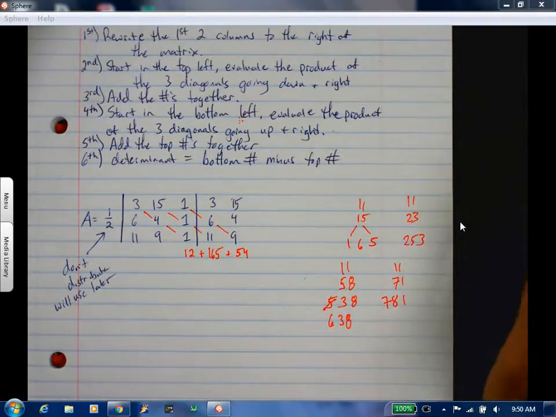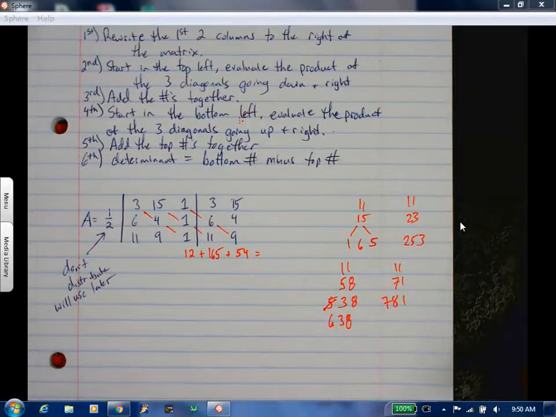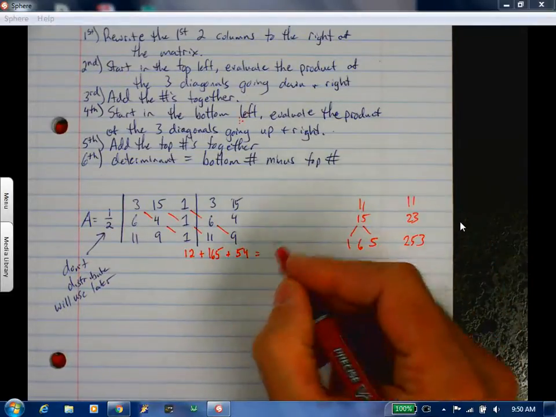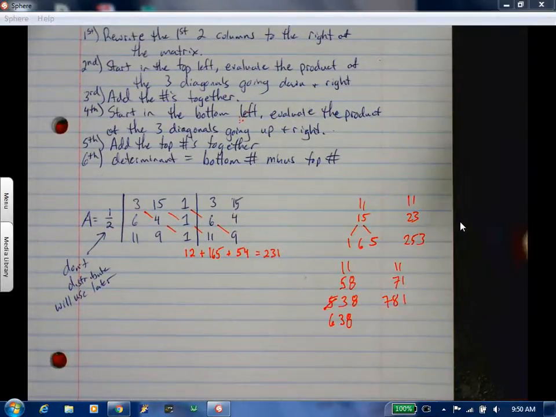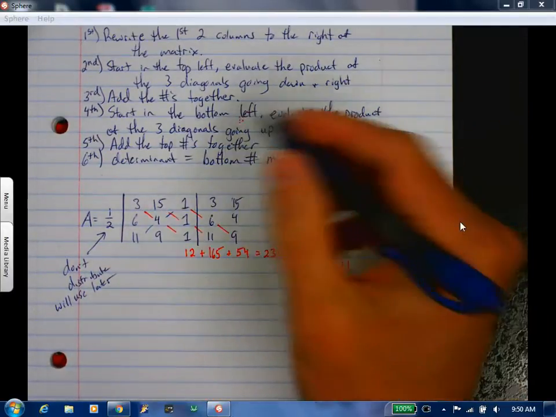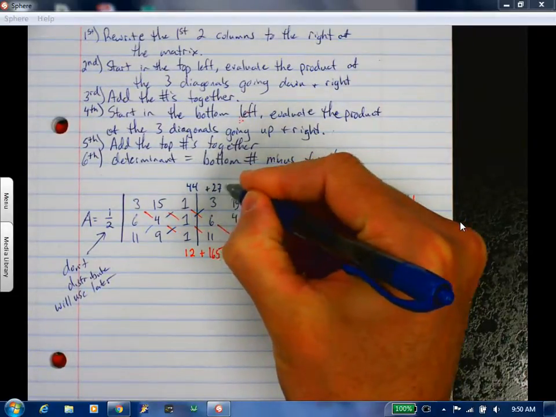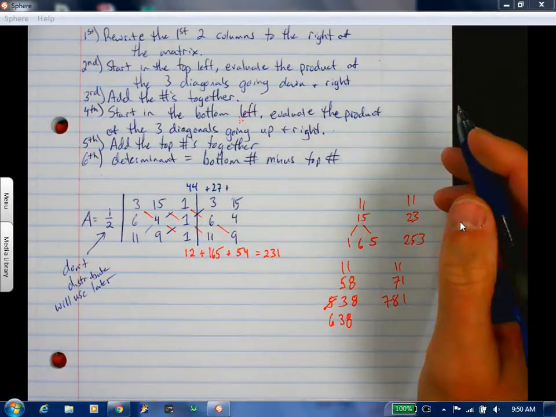Add all that up. $231. That's 15, 60, and 30, 90.